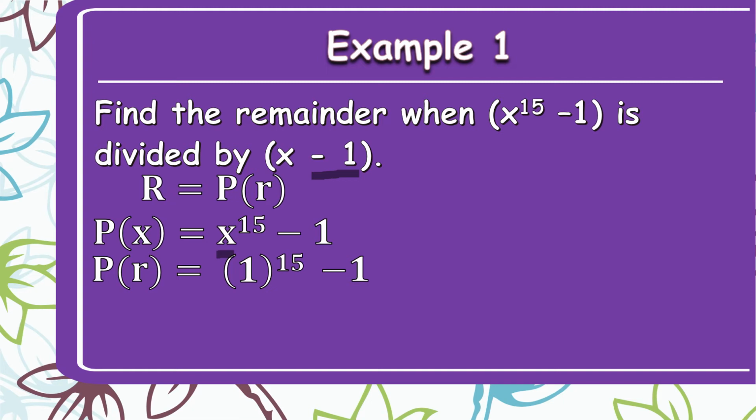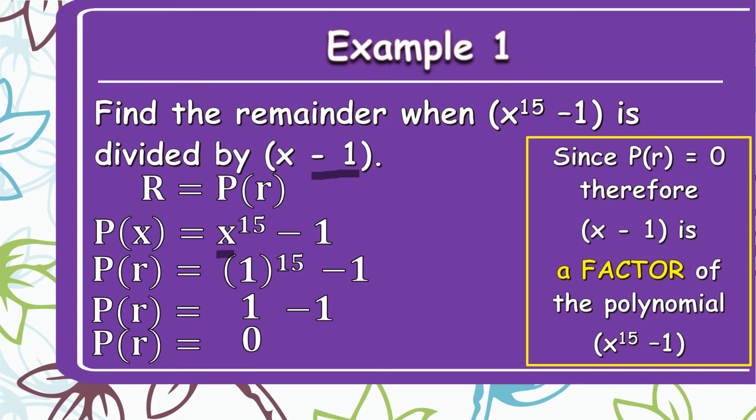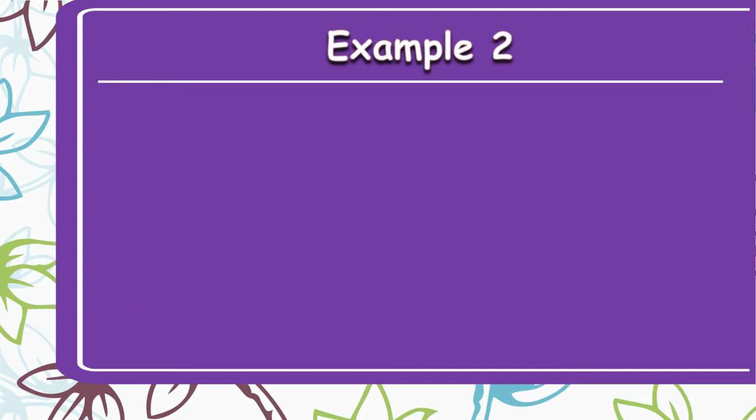Ngayon, isosolve na natin yan. 1 raised to 15 is equal to 1 minus 1. 1 minus 1 is equal to 0. Since 0 yung kinalabasan niya, therefore, x minus 1 is a factor of the polynomial x raised to 15 minus 1. Now, let's have another example.